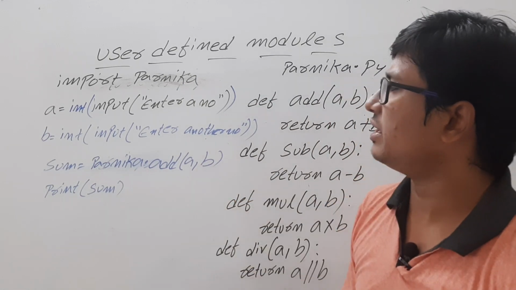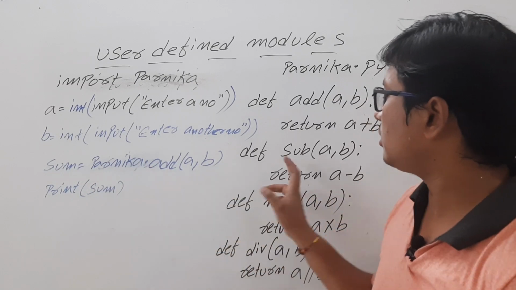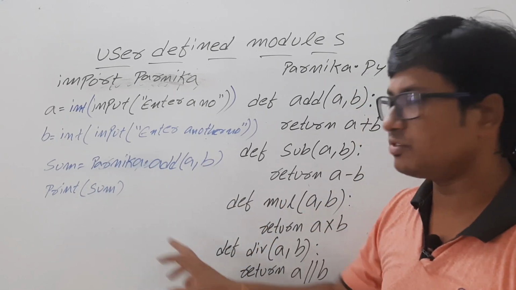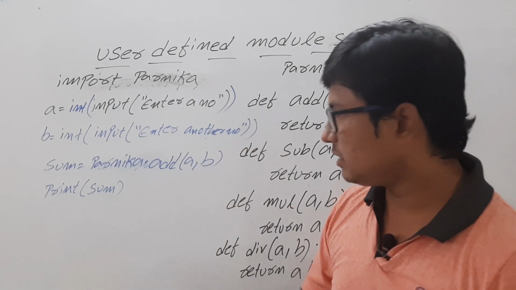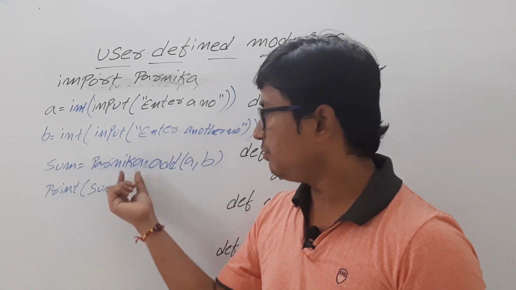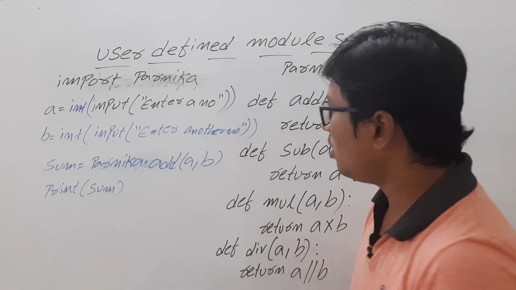This is absolutely fine. Similarly, if you want to use the subtract function, you will write Parnika.sub. If you want to use the multiplication function, similarly you will write Parnika.mul. Like that you will write. But this will be a little bit confusing, because every time you need to write Parnika.add, Parnika.sub, Parnika.mul, all these things.